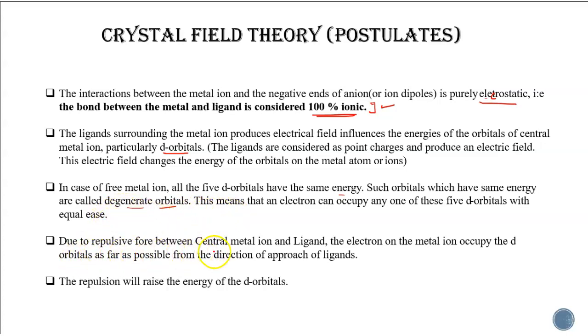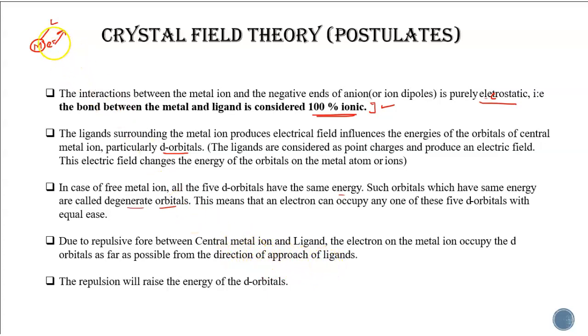Due to repulsive force between your central metal ion and ligand, the electrons on the metal occupy the d orbital as far as possible. अब क्या हो रहा है कि आपका जो मेटल है उसमें जो एग्जिस्टिंग आपकी इलेक्ट्रॉन डेंसिटी होगी, वो आपके लिगेंड जब अप्रोच करेंगे, उसकी लोन पेयर ऑफ इलेक्ट्रॉन जब आपके मेटल को अप्रोच करने की कोशिश करेंगे तो क्या होगा, जो ऑलरेडी प्रेजेंट इसकी इलेक्ट्रॉन डेंसिटी है it will try to repel, वो रिपल्शन क्रिएट करने की कोशिश करेगी. ठीक है, रिपल्शन की वजह से क्या होगा, जो आपके इलेक्ट्रॉन हैं मेटल आयन में वो will try to remain as far as possible from the direction of approach of ligand. Okay, that is one thing.